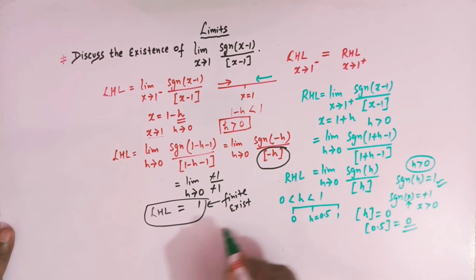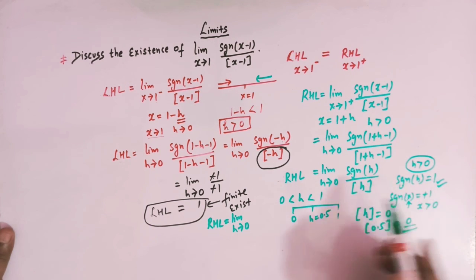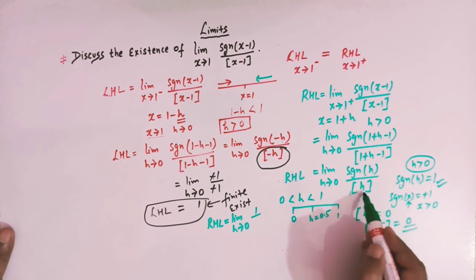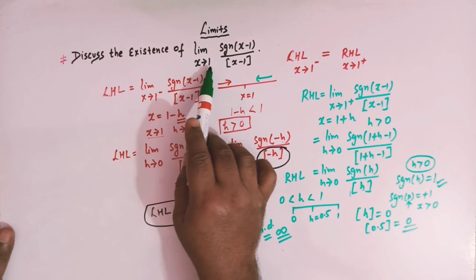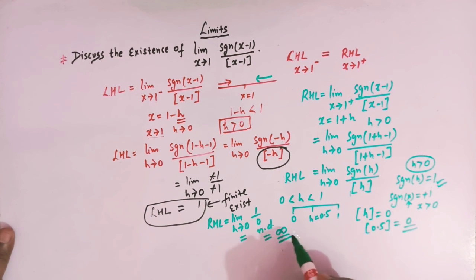So now the right hand limit becomes limit h tends to 0. Now signum of h is equal to 1, and the greatest integer of h is 0, so here we have 1 over 0. And now we can easily see that this is not defined, so we can write this as infinity. So the right hand limit of this function when x approaches towards 1 does not exist.